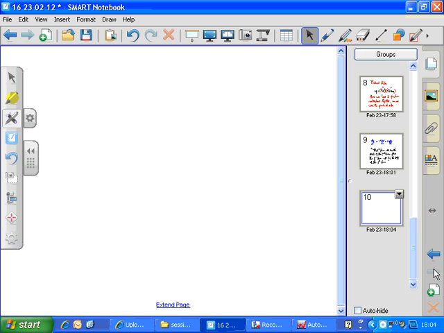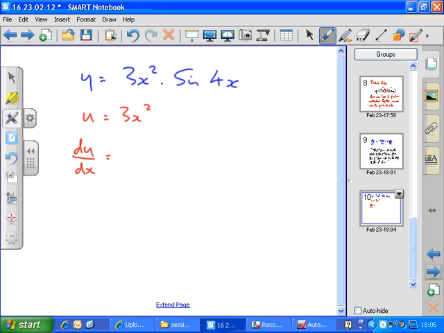So let's look back at this example then. We've got y equals 3x squared times the sine of 4x, is that right? Yeah, okay. So we've got u equals 3x squared, so du by dx equals 9x squared. And then we've got v equals sine 4x. So what's dv by dx?